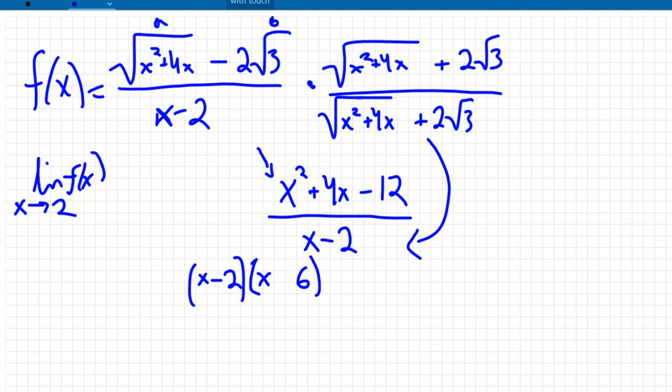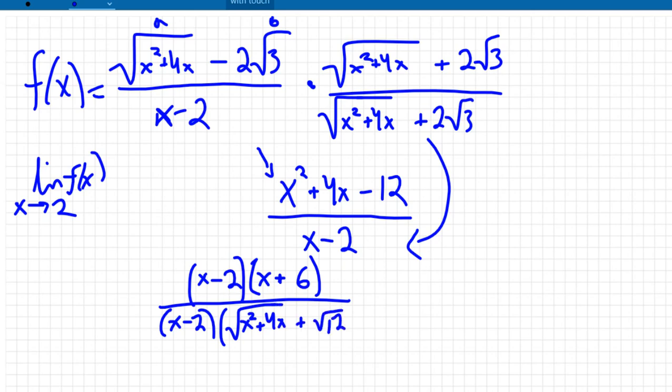So x times x is x squared, x times 6 is 6x, or is it negative 6x? That's what we want to find out. And in this case, we get plus, because we want that to cancel out to a positive 4x. So that's our numerator. Our denominator is x minus 2 times this whole thing, root of x squared plus 4x plus, we'll just put this as root 12 for now.